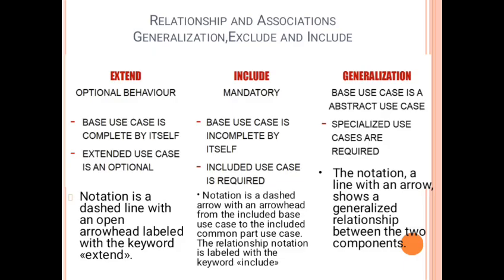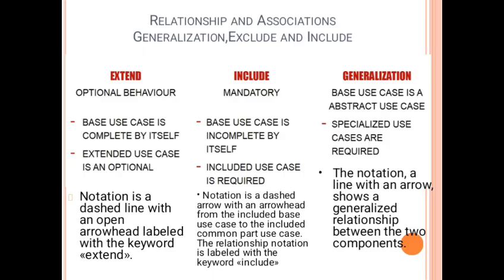In include, the relationship is mandatory. The base use case is not complete by itself; the included use case is required. The notation is a dashed arrow with an arrowhead from the base use case to the included common part use case. The relationship notation is labeled with the keyword include.